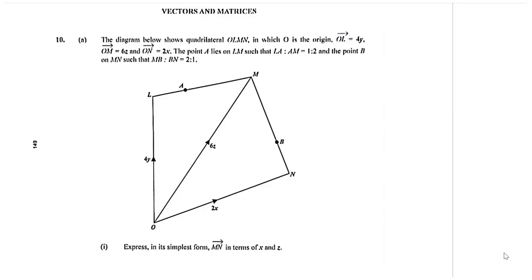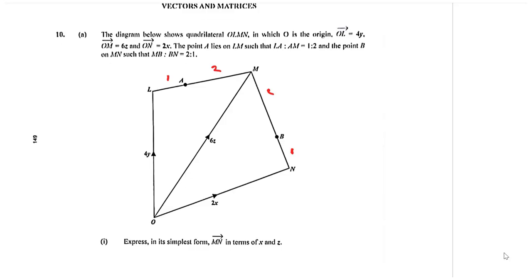So what I'm going to do right here is I'm going to write 1 and 2 right there. And the point B lies on the line MN such that the ratio of MB to BN is 2 to 1. So I'm going to write 2 right here and 1 right here.